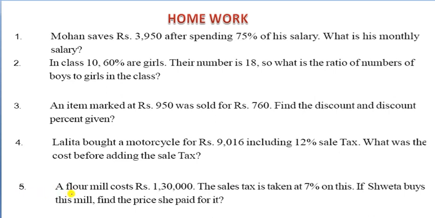And question number 5, a flour mill costs rupees 1,30,000. The sales tax is taken as 7% on this. If Sweta buys this mill, find the price paid for it. So it is your homework, so you can do very well at home. If you have some problem, so you can see my next video.